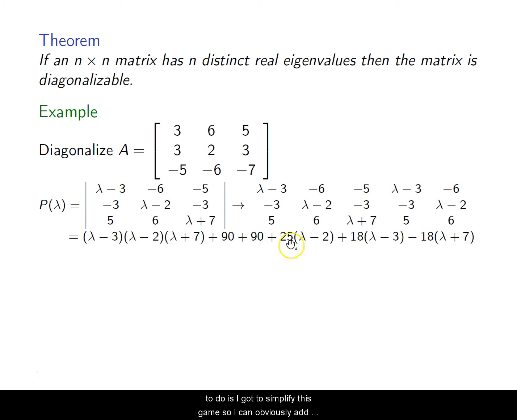Okay, so this is what I have, and so in my next step, what I'm going to do is I've got to simplify this. So I can obviously add 90 and 90 together. I can distribute these things. You can distribute them and simplify them if you want to. I don't remember whether I did that. I wrote this a couple days ago.